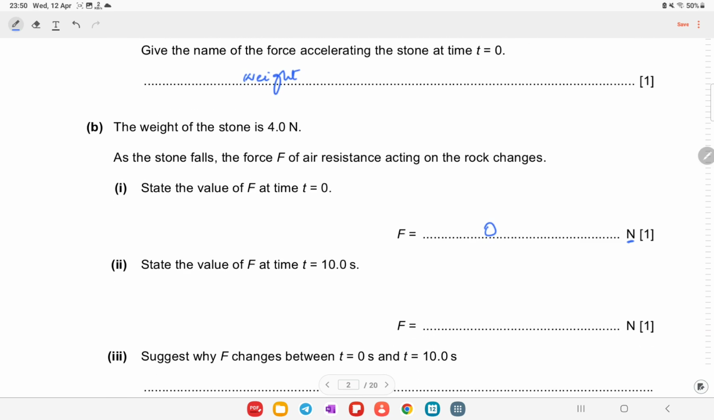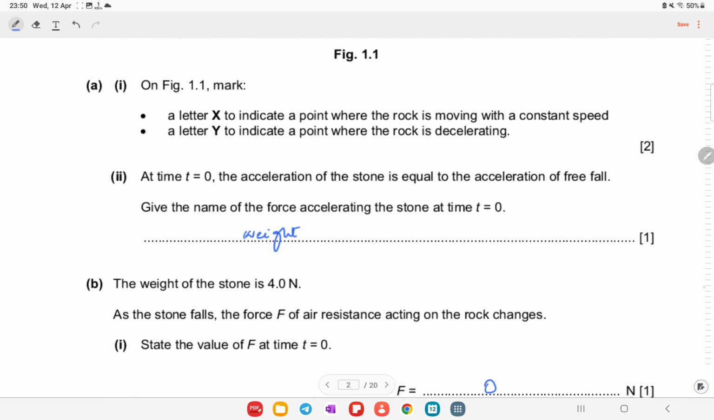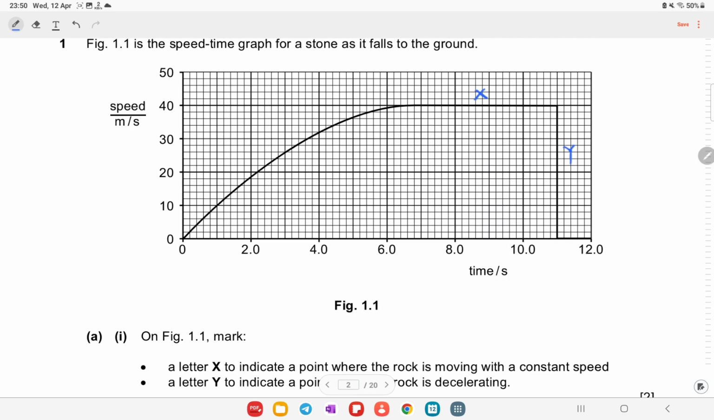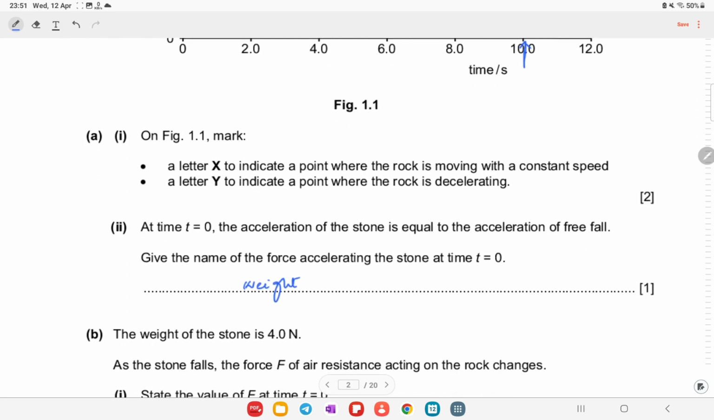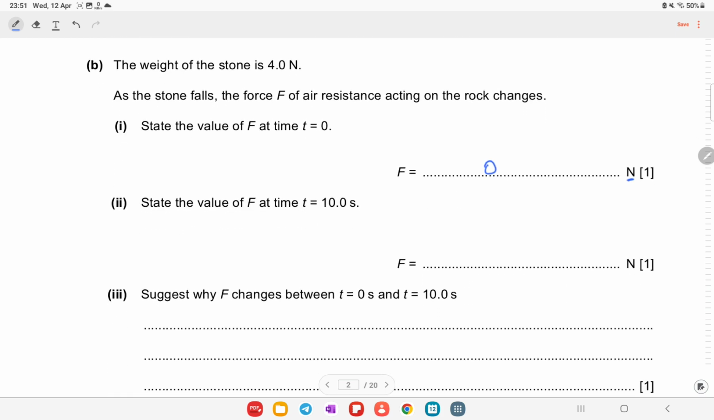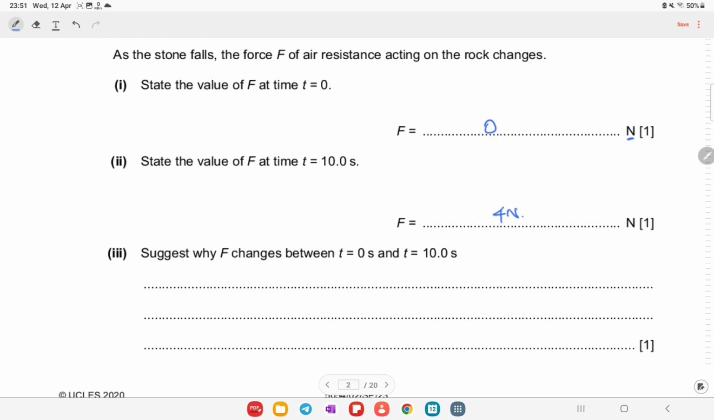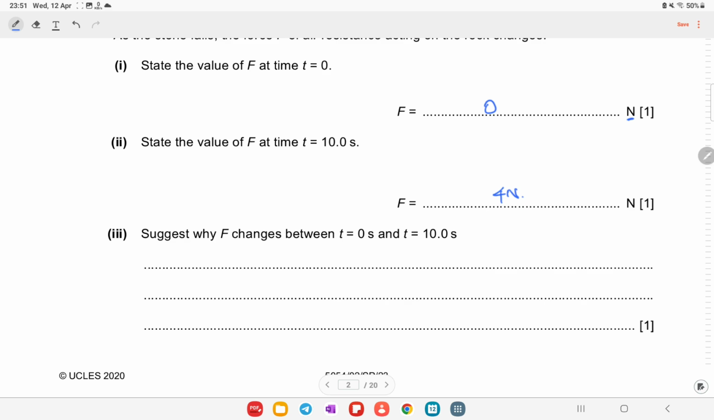State the value of F at time equals 10 seconds. So when it's 10 seconds, this is the point basically, and you need to find out the force acting on this point. So it's going to be 4 newtons. The same force is going to be acting on that object because of the constant speed, because there will be no resultant force at that time. So the same amount of force will be acting on that. There will be no resultant force, no net force.